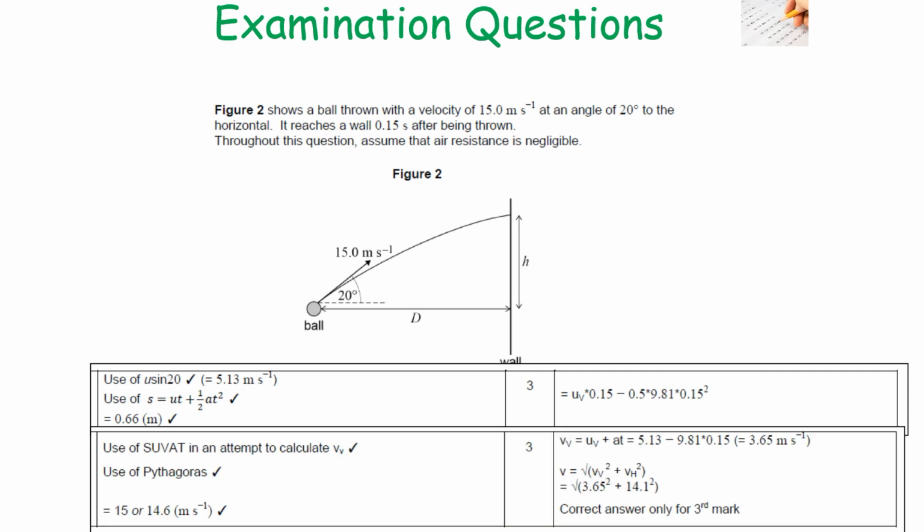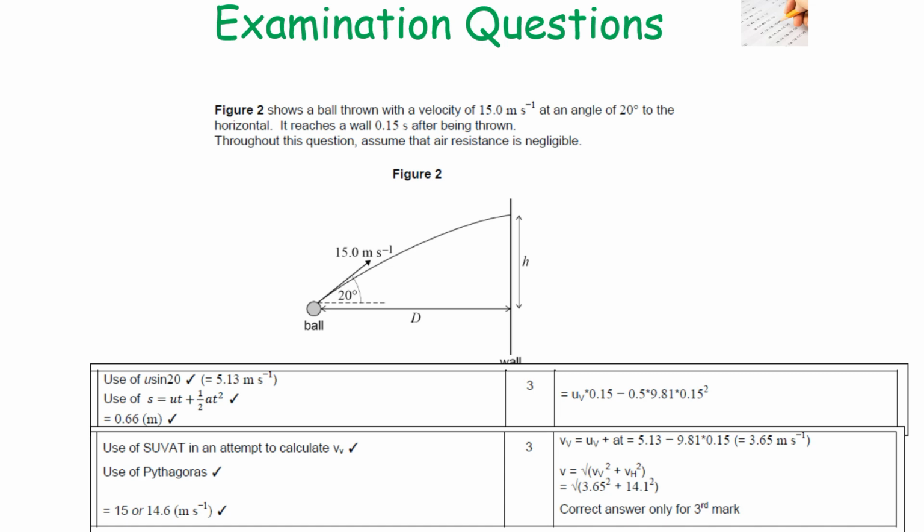Well, what you would do is use suvat to calculate the vertical velocity when it hits the wall. So we know what our value of u is, we know what s is, we know what t is, we know what a is. So we could say, for example, v is equal to u plus at, where u is equal to 5.13, a is equal to 9.81, and t is equal to 0.15. That's our vertical velocity, but it wants the overall velocity. Now again, it's important to note that for our horizontal velocity, because there's no resultant force acting on the object, the velocity will stay constant, because the resultant force causes acceleration, so no resultant force will lead to constant velocity.